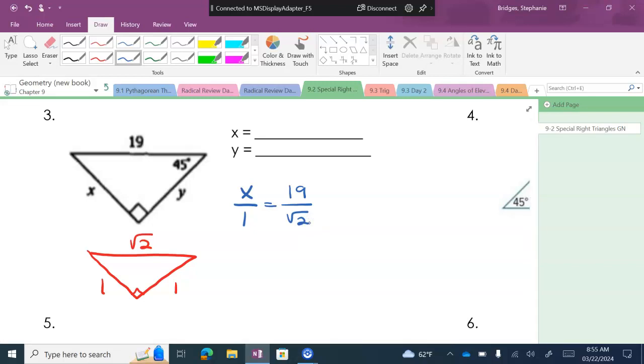Okay, again, this one is a little bit more difficult to solve, so we're going to take it slowly. Let's cross multiply. If I do x times the square root of 2, that is just going to be x times the square root of 2. Look how I wrote it. It's just x and then the square root of 2. And then that is going to equal 1 times 19, which is just 19.